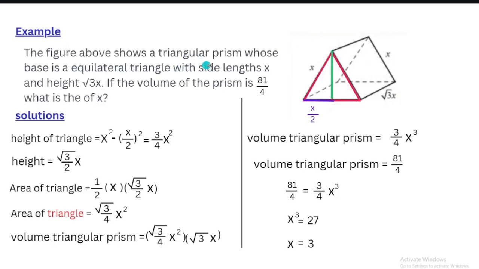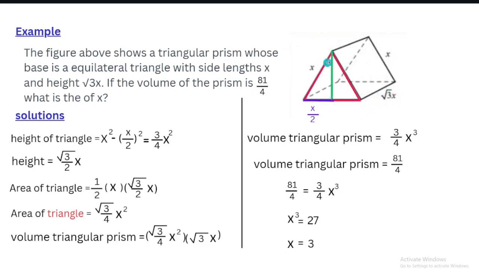The figure above shows a triangular prism whose base is an equilateral triangle. The prism has this base as a triangle and the other base is also a triangle, with side length, the equilateral triangle side length equal x. If the height of the prism is root 3 x, and if the volume of the prism is 81/4, what is the value of x? We said if the two bases are the same, the volume of this prism is to get the area of this shape and multiply by the height.